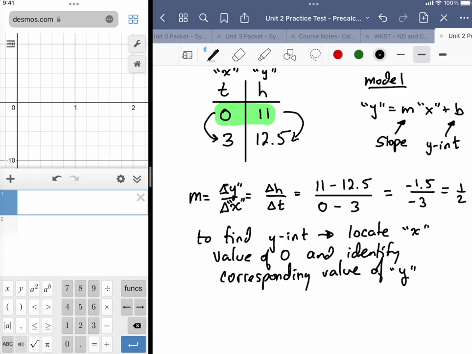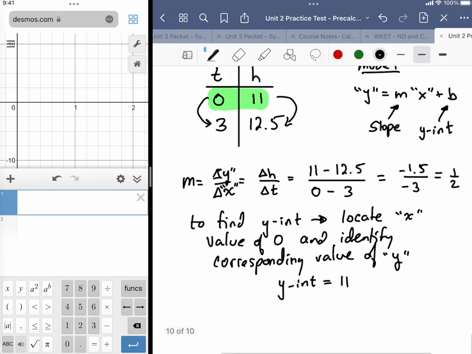So a lot of quote-unquotes here, but still it's the same idea. I highlighted the x value of 0. That x value of 0 corresponds to a y value of 11. But x and y is really t and h, so again, you've got to keep track of it. Long story short, it's telling us our y-intercept is equal to 11.